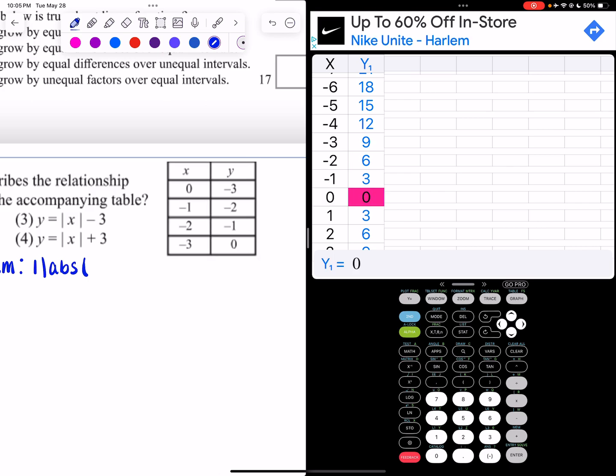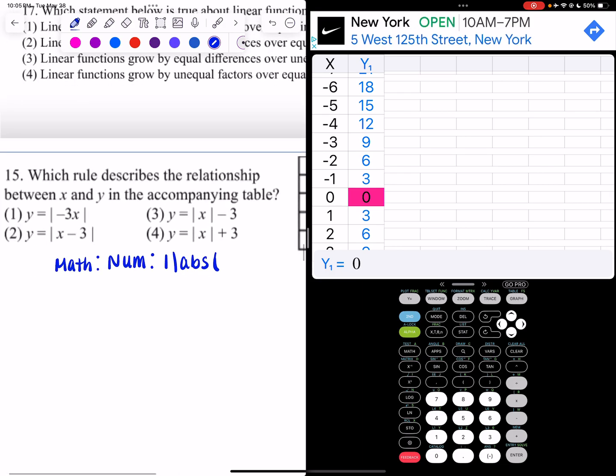At 0, I get 0. I do not get negative 3. So I'm not going to choose choice 1.